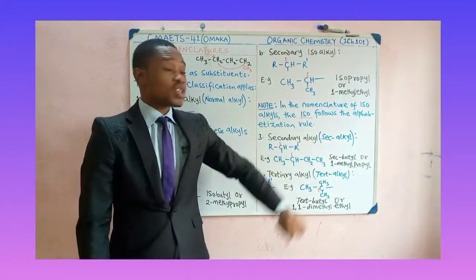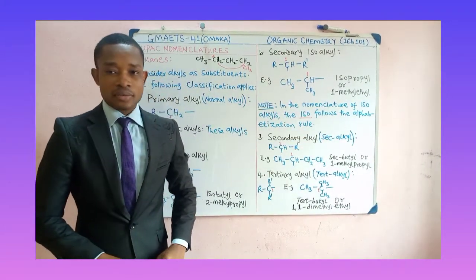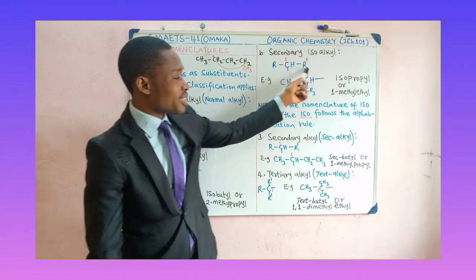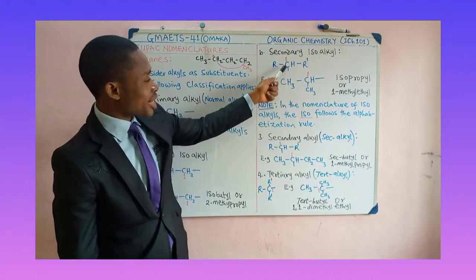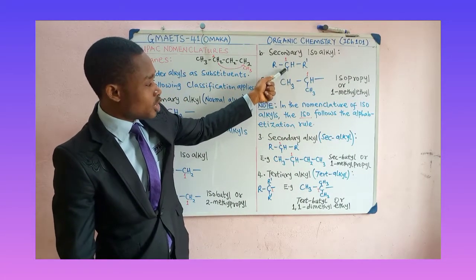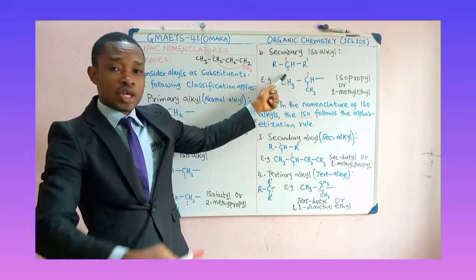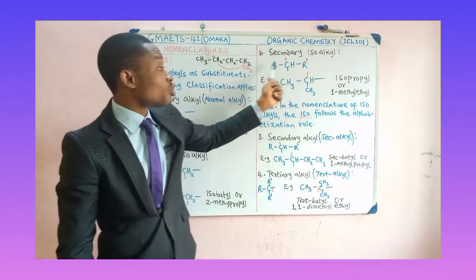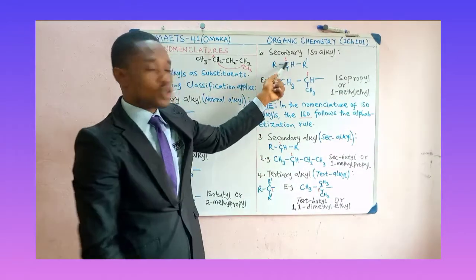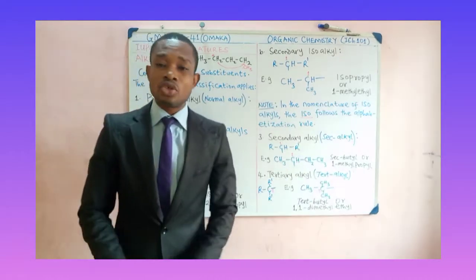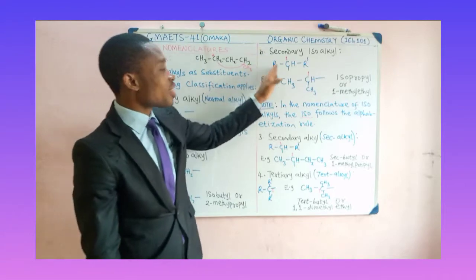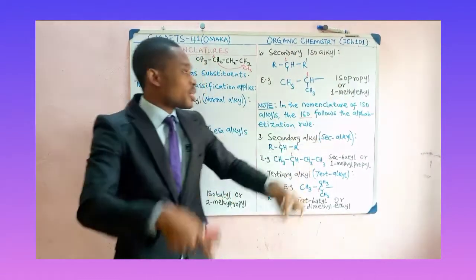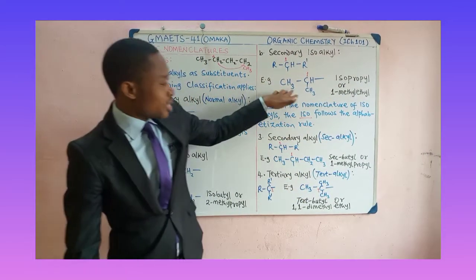Let us now move on to secondary isoalkyl. This is the general form it takes. Secondary, you can see the carbon that is directly linked to the parent. This bond line is linked to the parent's chain. This carbon is attached to 2 alkyl groups, or 2 carbons directly linked to it. That makes it a secondary compound. And of course, it is a secondary isomeric alkyl. An example is this compound.